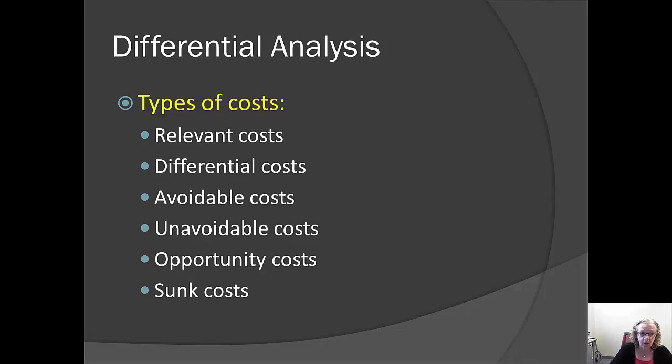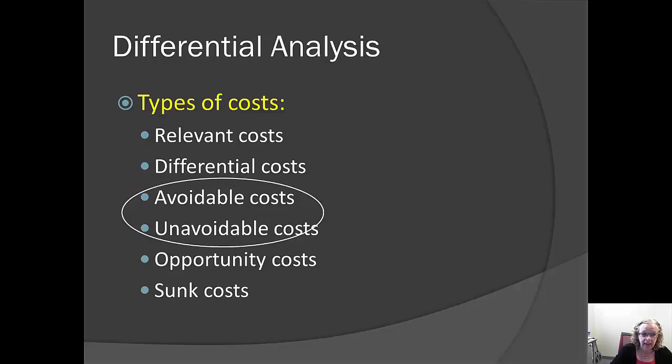Some costs are relevant. That means that these costs make a difference to our decision at hand. They're also called differential costs because a relevant cost will be different depending on which decision we make. Obviously, any cost that will be the same no matter which decision we make is not relevant for that choice.